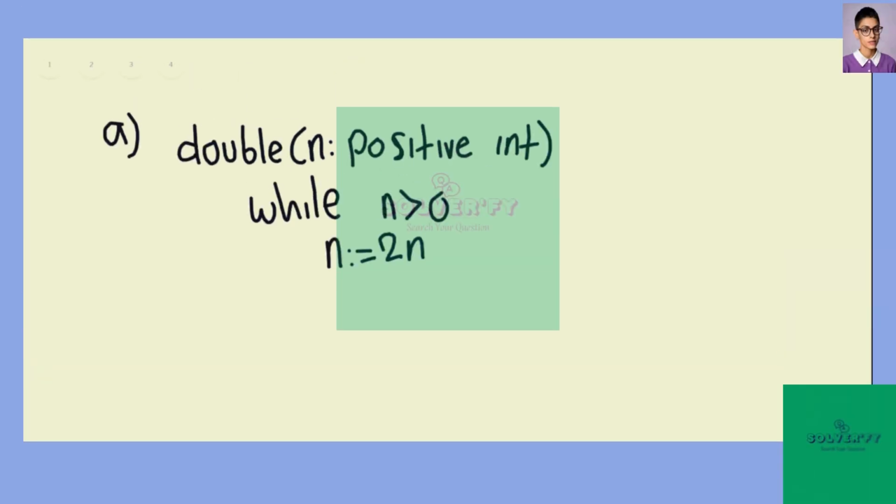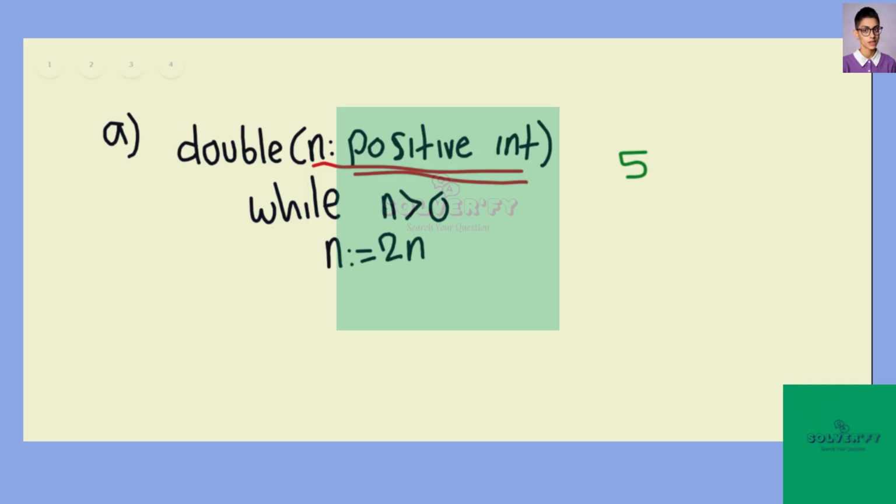We're figuring out which characteristics these algorithms have, right? And so for this first algorithm, it's a doubling algorithm, and it takes an input here, a positive integer n, so it has input. And while that n is greater than 0, which is given because it requires a positive integer, it is going to re-establish n as being equal to 2 times that number.